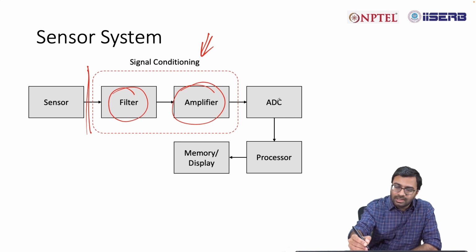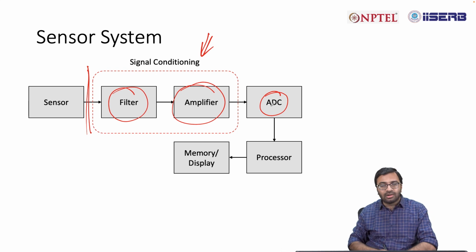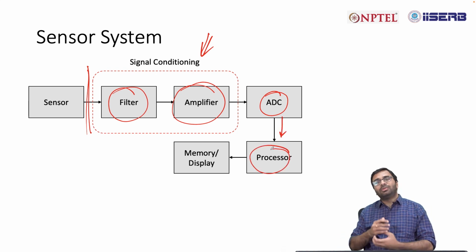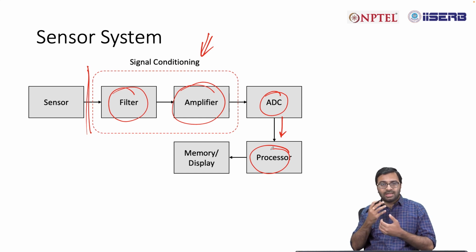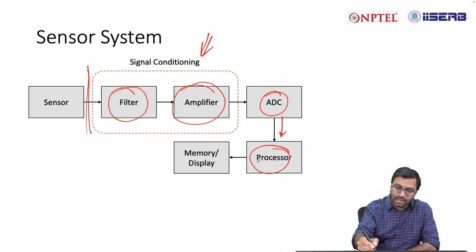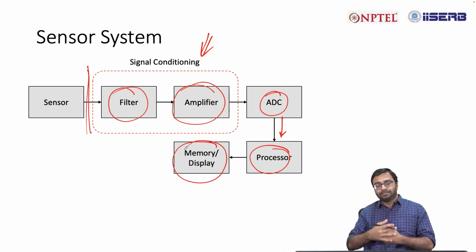Thereafter, you send that signal to ADC, that is analog to digital converter. Then you send the signal to microprocessor. Say you use Arduino boards. So Arduino board has an ADC as well as a microcontroller, Atmega microcontroller. For example, if you take Arduino Uno, then it has an Atmega microcontroller, and then you connect that processor with a memory or a display so that you can see the reading.